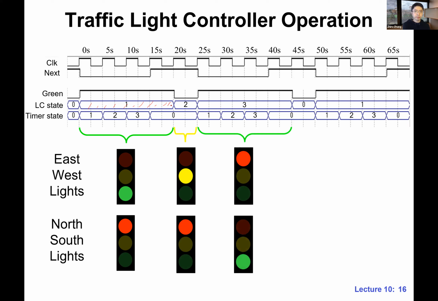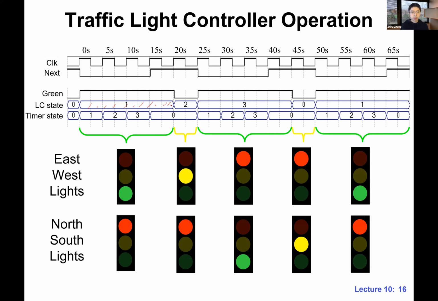Is this one making sense? So that's how we end up with just 8 states. We get 4 scenarios for the lights, and then we get 4 states for the counter.